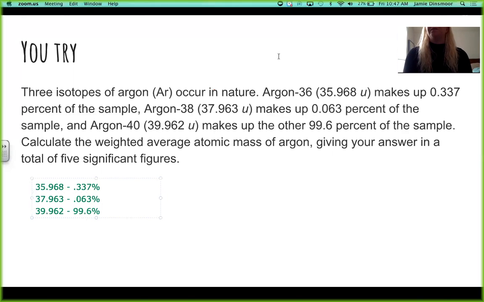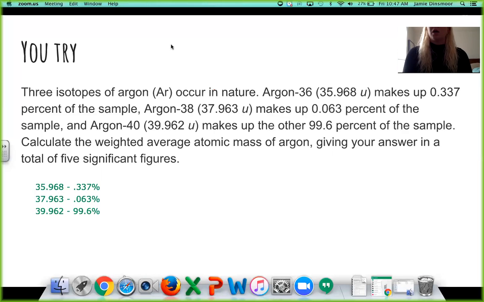Second step is going to be to convert our percents into a decimal. So our first one, to convert that to a decimal, we're just going to move our decimal 2 places to the left or divide by 100, and we should get 0.00337. For our second one, we already have a 0 in front. We're adding 2 zeros because we're moving 2 places to the left, 0.00063. And then our last one, 99.6, moving that decimal 2 places to the left, we get 0.996.